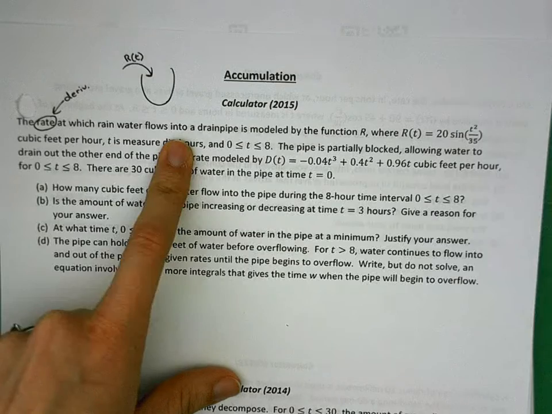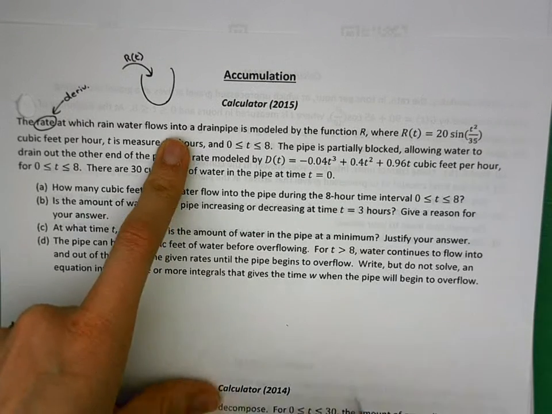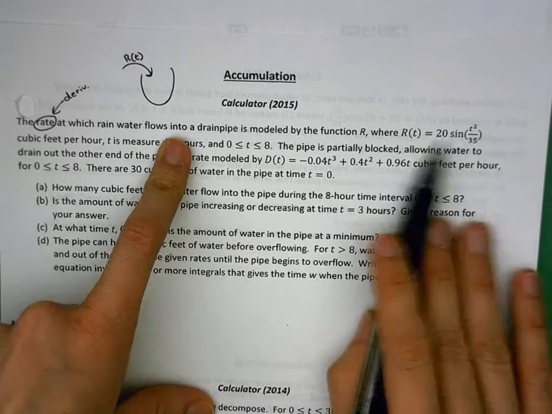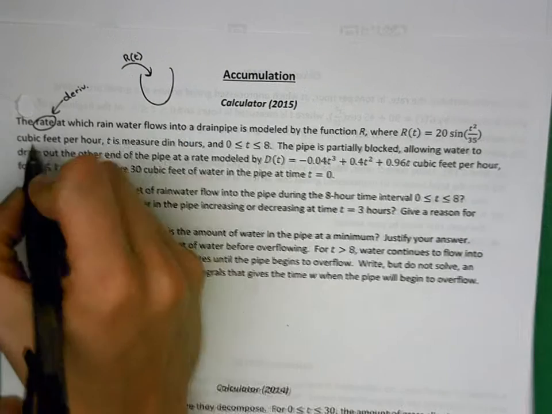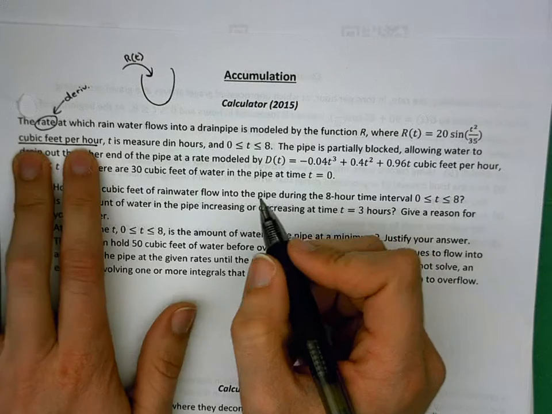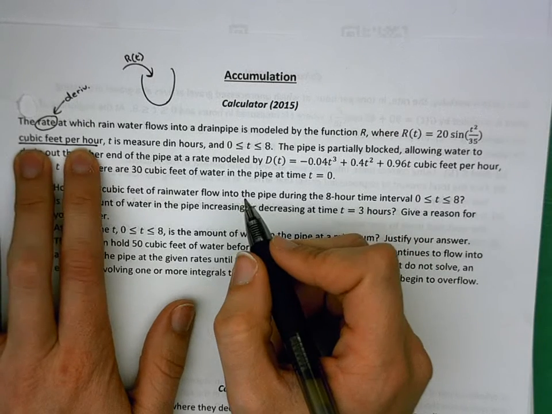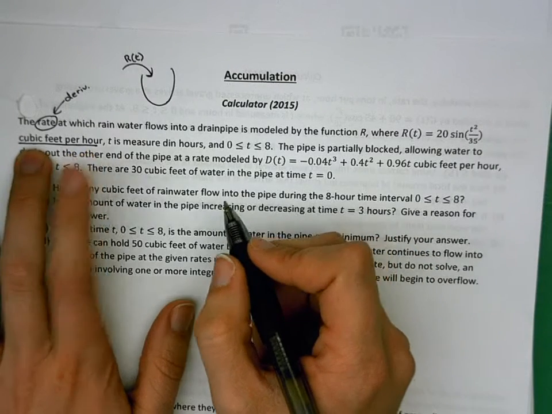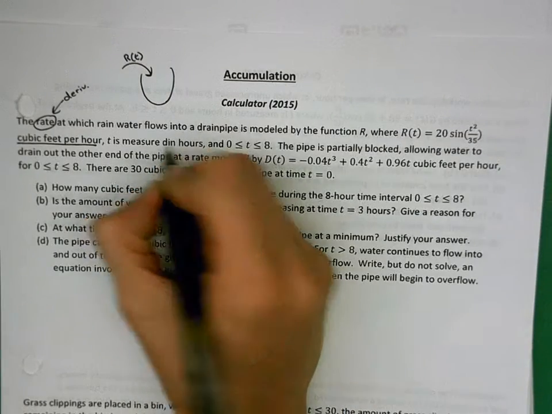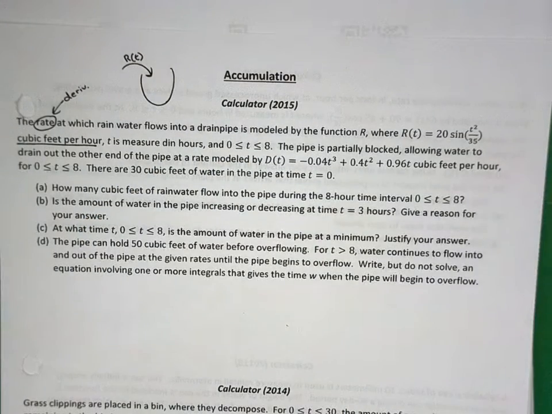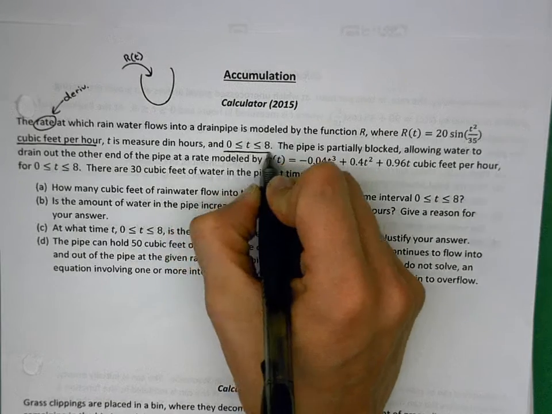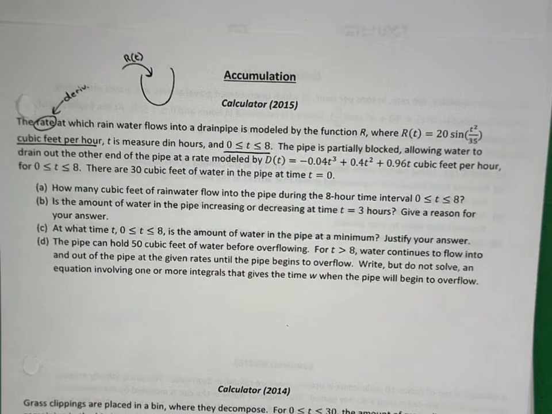R of t is going into the drain pipe. It's a positive idea, right? Filling the drain pipe, going into. And it's modeled by this function here. We notice then that we have some units which are important, cubic feet per hour. So I know I'm talking volume because of that cubic feet, and then hour would be my time element, where t is measured in hours. And then we have a window here to consider, 0 to 8.